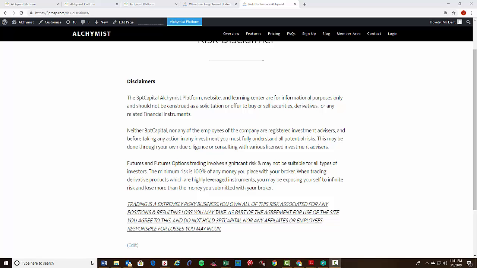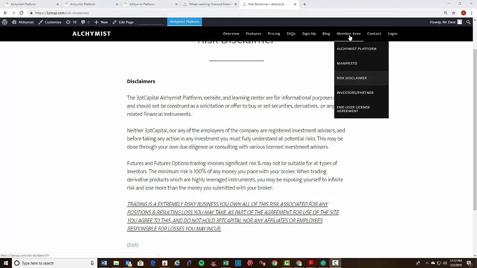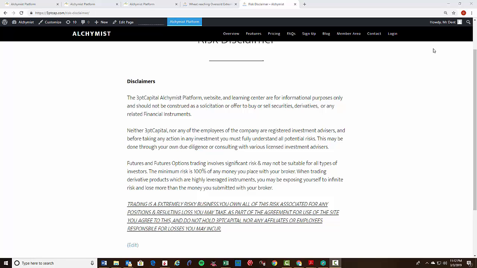So the first thing we want to point out here is the risk disclaimer, which you can see on our website at 3pointcap.com in the member area, risk disclaimers. As you all should know, trading futures and futures options is a risky business. You own that risk, and it's up to you to manage that risk. Now, luckily, we have options which can make that pretty easy to make sure you don't get blown up, and we will talk about that as well.